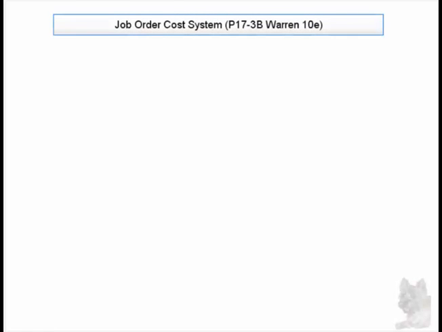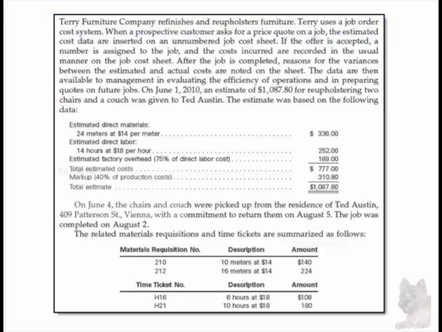Let's take a look at this problem involving a job order cost system. And I'll read the problem to you. Terry Furniture Company refinishes and reupholsters furniture. Terry uses a job order cost system.